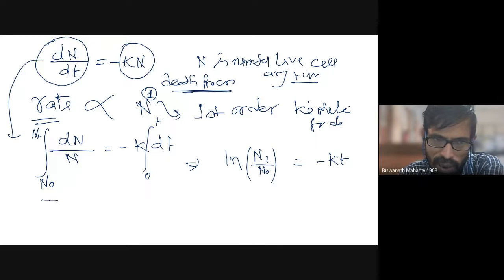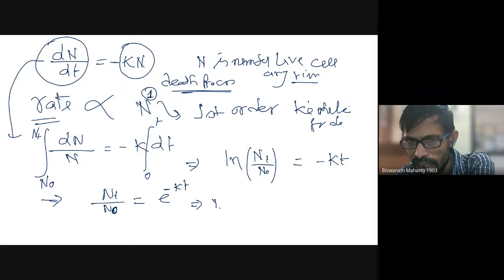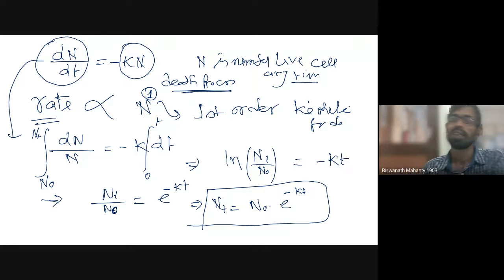If you want to reorganize the expression, I can always say nt by n0, where nt is the number of live cells at any time t and n0 is the starting point, will always be e to the power minus kt. I hope I'm correct. So you can rewrite nt equal to n0 into e power minus kt. So if I tell you that I am starting with this many cells, and the death rate constant k is given, and I ask how many cells will be there after 1 hour, 2 hours, or 3 hours, you can definitely tell us, right? You can always tell how much is the number.